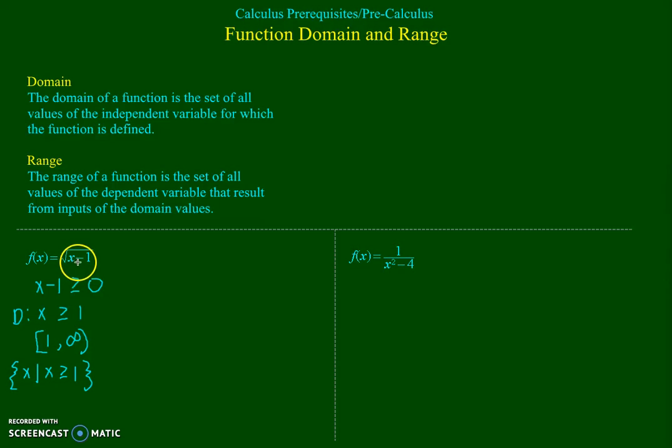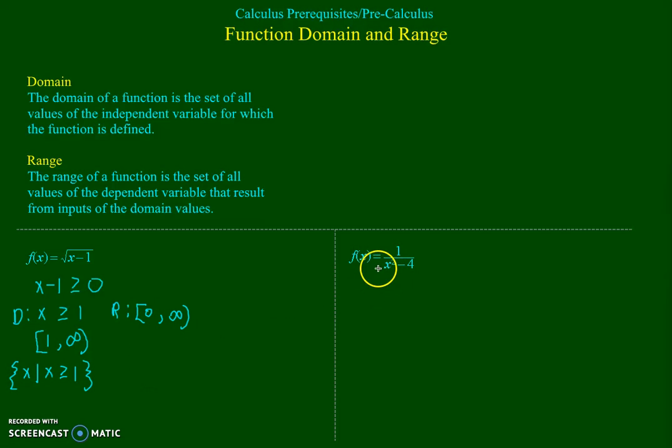Now the range of our function, when we put in this value of 1, what is the range of this function? Well, it starts out at 0. And since this is an increasing function, then we know that the range is going to be, we're going to start at 0 inclusive, it could be 0, and it could go to infinity. So the domain is 1 to infinity, the range is 0 to infinity.